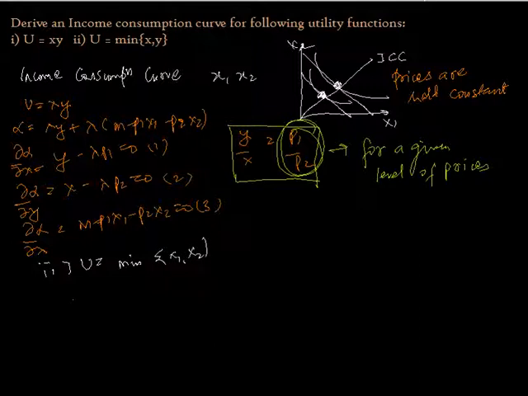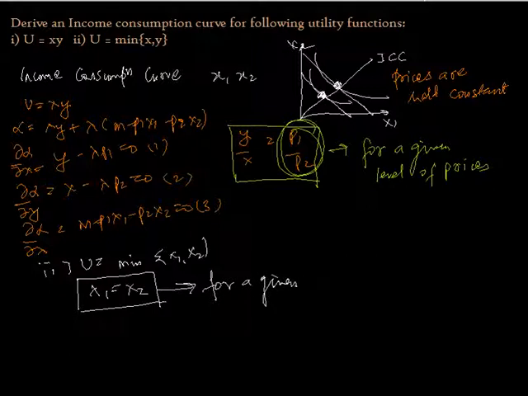From your first order conditions, of course, you can't differentiate it. This is not a differentiable function, so you don't use Lagrange, but you know that x1 is equal to x2 is the case, and this is your income consumption curve in case of perfect complements for a given level of prices. So this becomes your income consumption curve in case of perfect complements for a given level of prices.